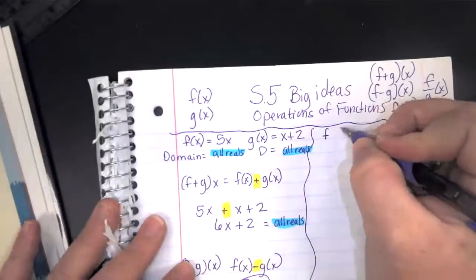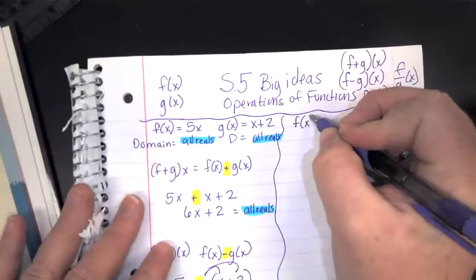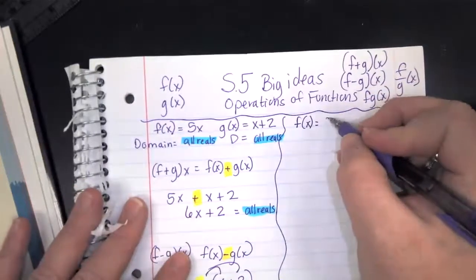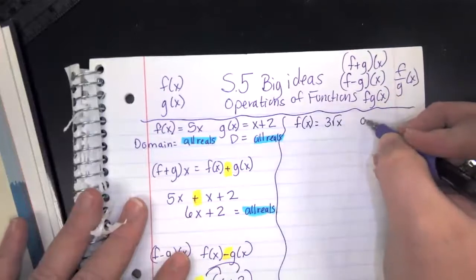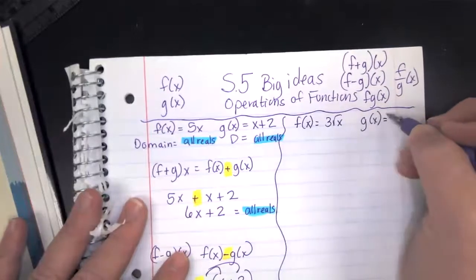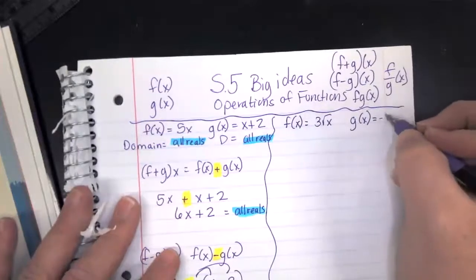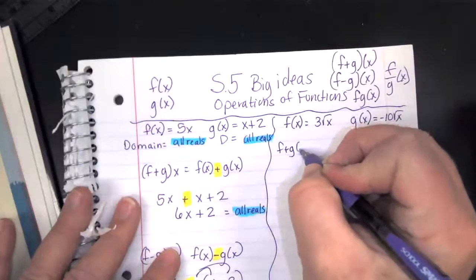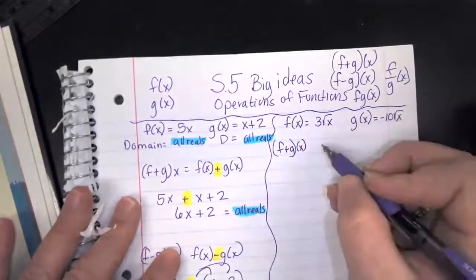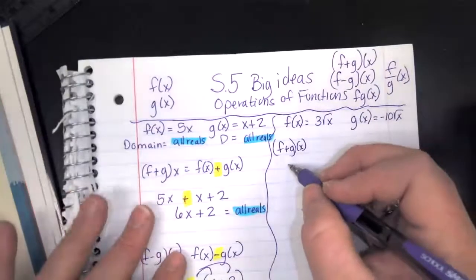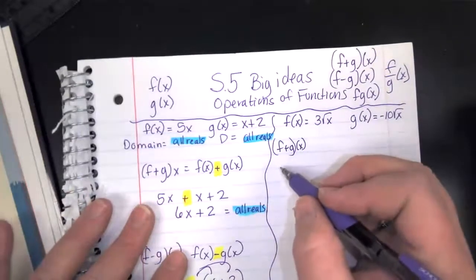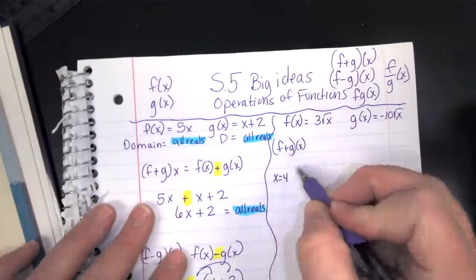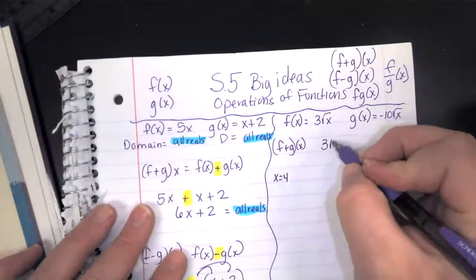Let's try some different ones. On this side, I'm going to do some different values, okay? So this one, f of x is 3 square root of x. G of x is -10 square root of x, and I want you to do f plus g of x. I want you to do that first, and then I want you to evaluate when x is 4. Okay, so the first thing I want you to do is add these up.